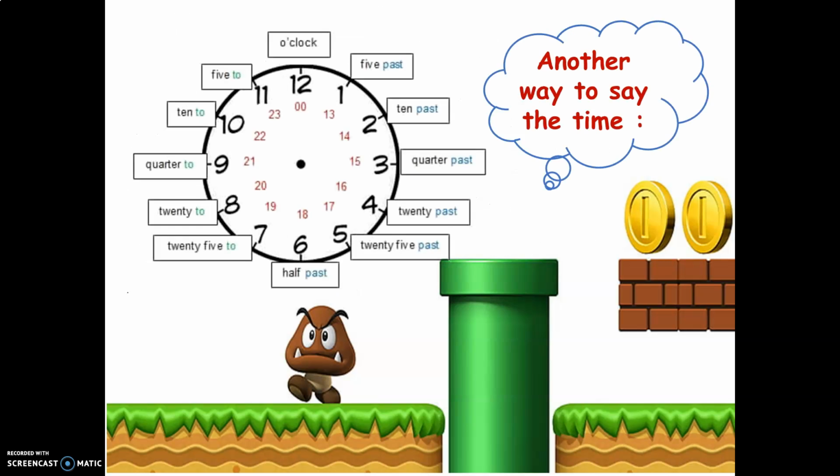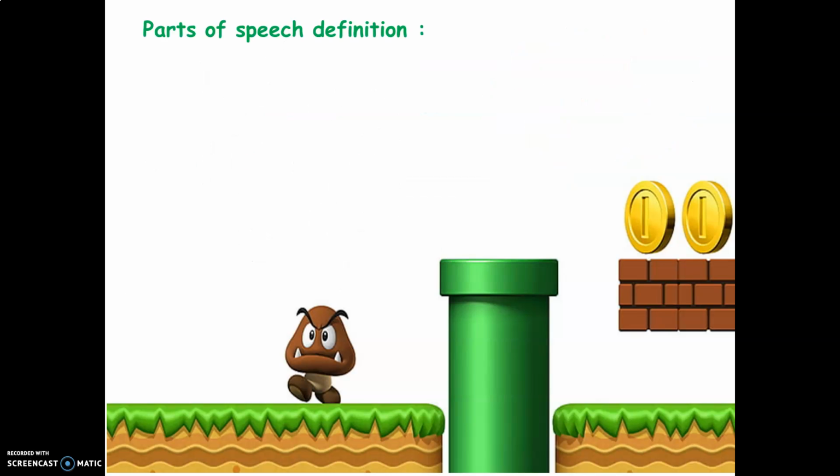Another way to say the time, we have to start, if the minute hand is on number 12, we will say o'clock. If it's on number 1, we will say 5 past, for example, 5 past 2. 10 past, quarter past, 20 past, 25 past, half past, 25 to, 20 to, quarter to, 10 to, 5 to. Girls, you have to draw the clock and how to say the time in English in your notebook, okay? It's very important to write how to say the time in your notebook.